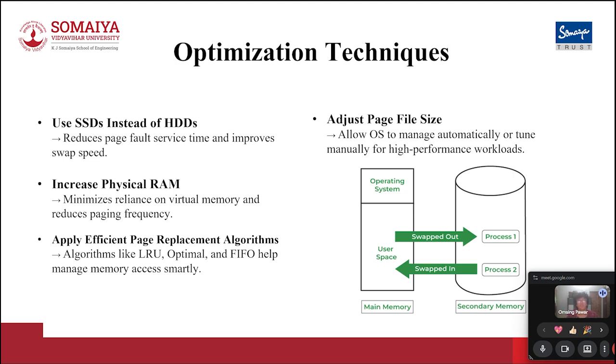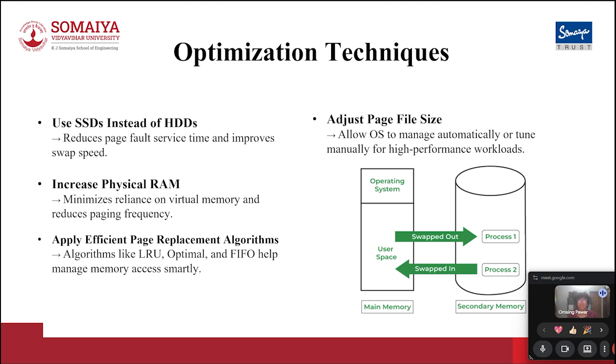First one would be to use SSDs instead of HDDs, because they drastically improve virtual memory performance by reducing disk latency and increasing transfer speeds. This shortens page fault service times and makes swapping smoother and less disruptive. We can also increase physical RAM. Adding more physical RAM expands the fastest level of memory, which reduces the dependency on virtual memory. This minimizes page faults, lowers disk input and output, and improves overall system responsiveness.